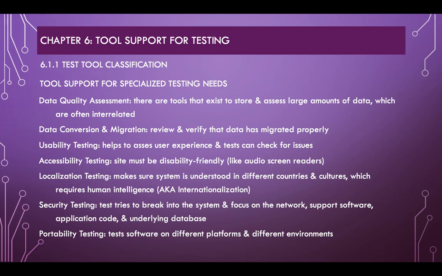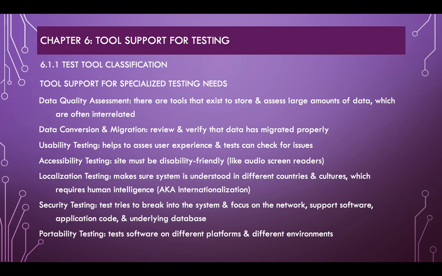There's accessibility testing. For example, sites must be disability friendly, like an audio screen reader for people who cannot see. Localization testing, which is also called internationalization, makes sure that the system is understood in different countries and cultures. And this also requires human intelligence. This is an important one here because how many times have you gotten something off of Amazon and the instructions for it make absolutely no sense? This is a perfect example of when places cheap out and they don't use their localization testing correctly.